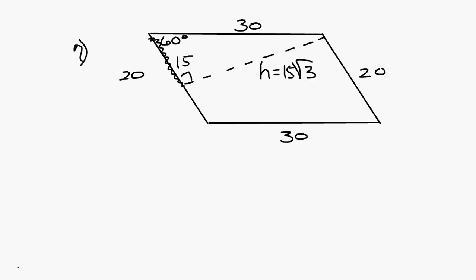So your perimeter is equal to 2 20s is 40, and 2 30s is 60, and 40 plus 60 is 100.